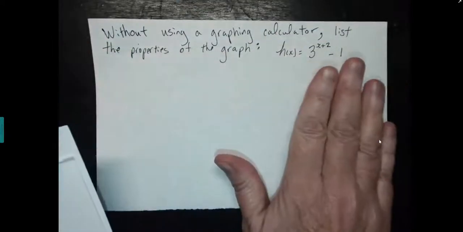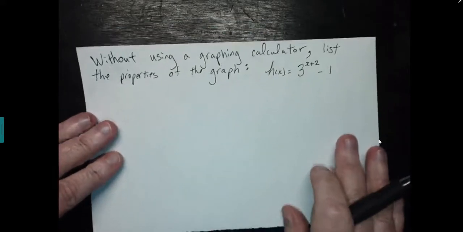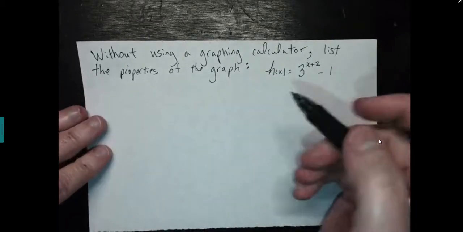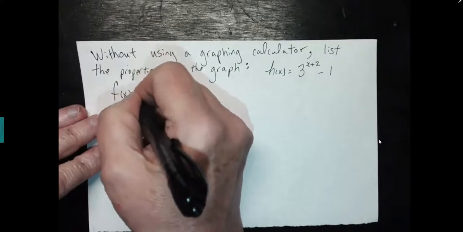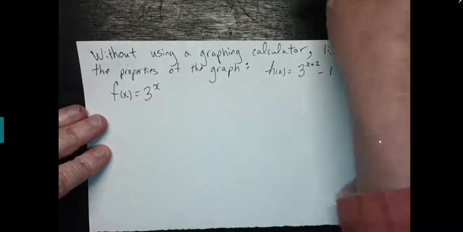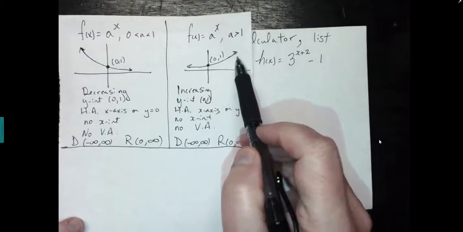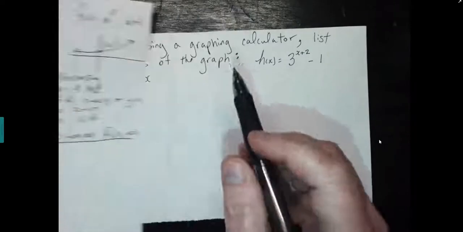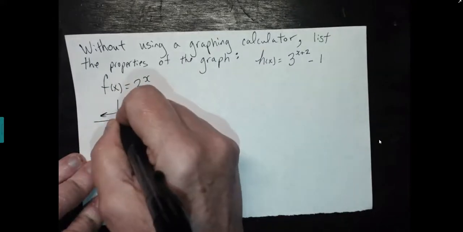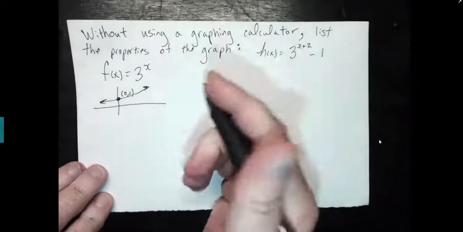So let's start with this one here. If I'm going to draw the graph of this without a graphing calculator, I'm going to need to start with the basic one. And the basic one here is going to be 3 to the x. Now the base here is 3. 3 is a number bigger than 1, and so it's going to have this shape. It's going to have the point (0, 1), so that's my y-intercept.